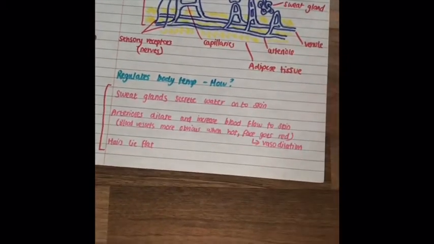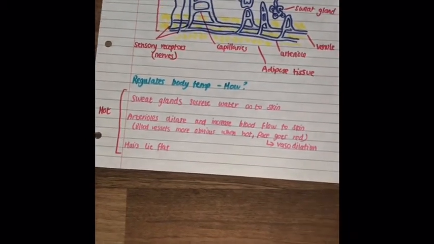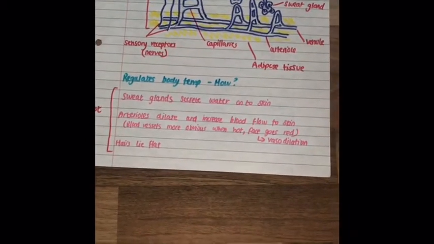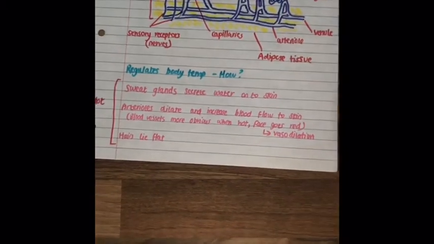Okay, so now we're going to talk about how our body regulates our temperature through our skin. When it is very hot outside, what happens? We sweat. How do we sweat? Our sweat glands are secreting water onto the skin.